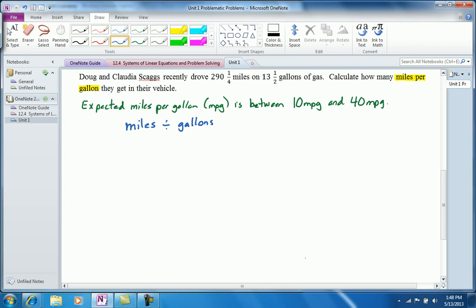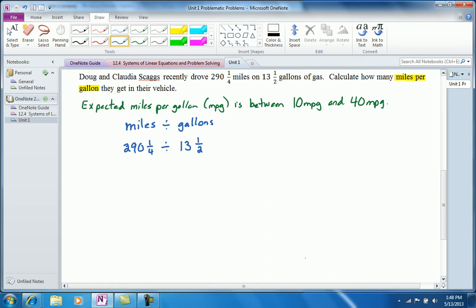Okay, so let's put the numbers in place. The miles is 290 1/4, and the gallons is 13 1/2. We've taken the word problem and written it in terms of a mathematical operation. Now all we need to do is divide the 290 1/4 by the 13 1/2.